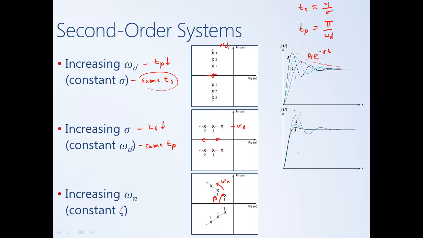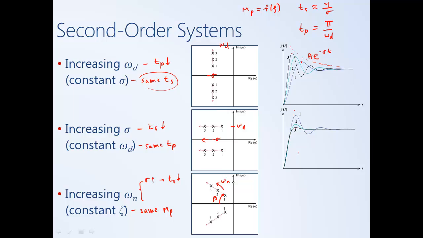And so thinking back to how overshoot is a function of only zeta, that means that all of these step responses should have the same overshoot. But let's think about how Ts and Tp change. As the poles move to the left, that means sigma is getting larger, so that means that the settling time is getting smaller.